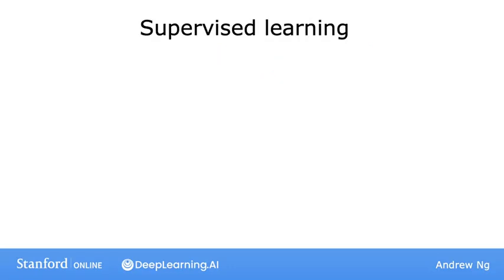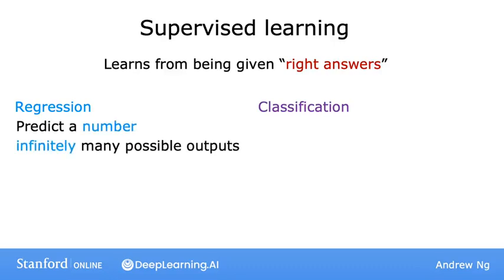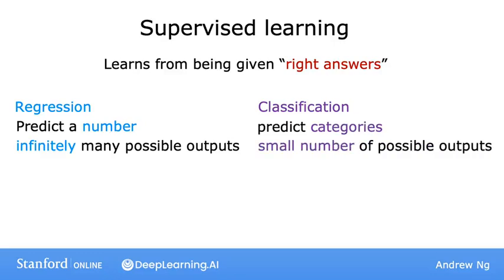So, to recap, supervised learning maps input X to output Y, where the learning algorithm learns from the quote-unquote right answers. The two major types of supervised learning are regression and classification. In a regression application, like predicting prices of houses, the learning algorithm has to predict numbers from infinitely many possible output numbers. Whereas in classification, the learning algorithm has to make a prediction of a category out of a small set of possible outputs. So you now know what supervised learning is, including both regression and classification. I hope you're having fun.